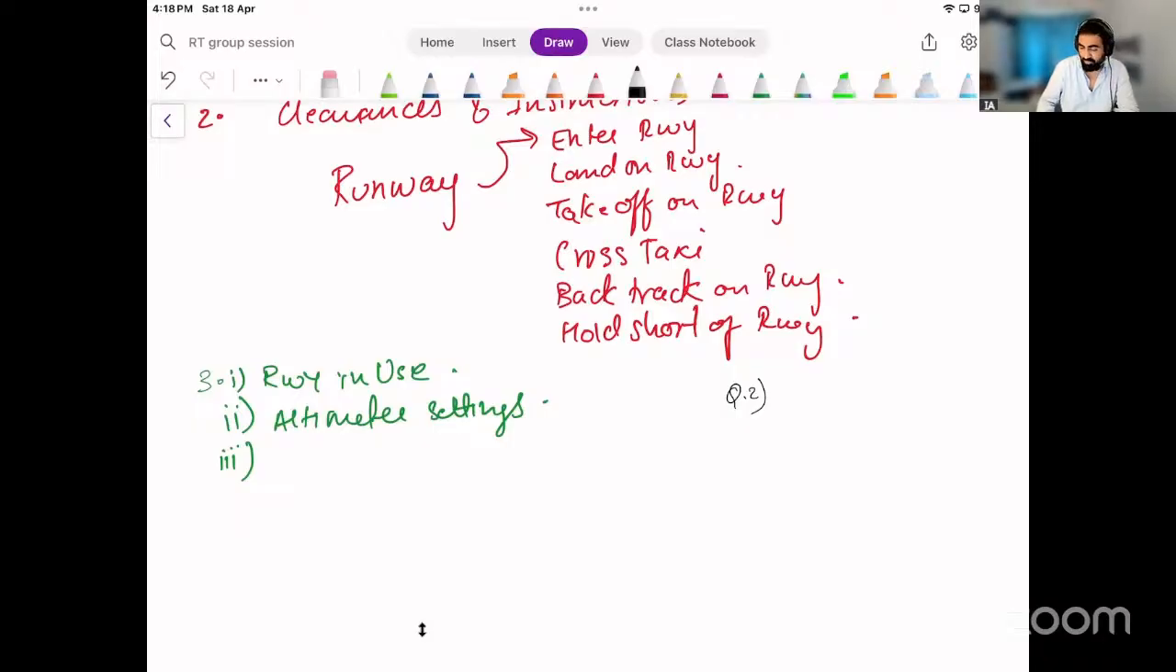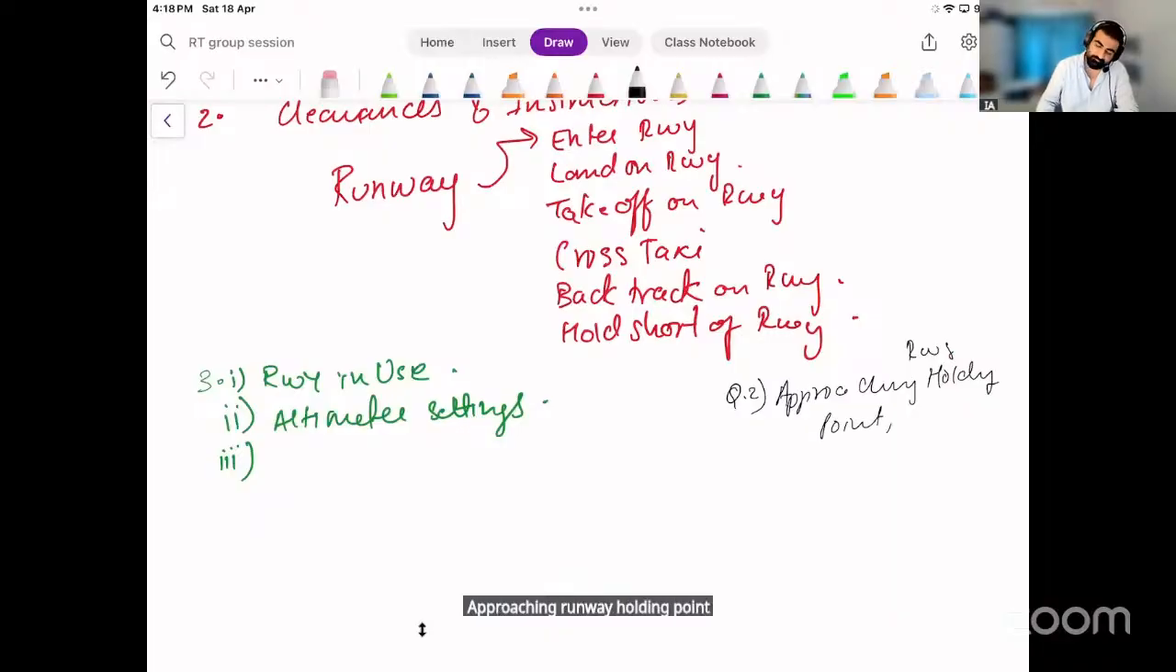Approaching runway holding point, obtain ATC information.